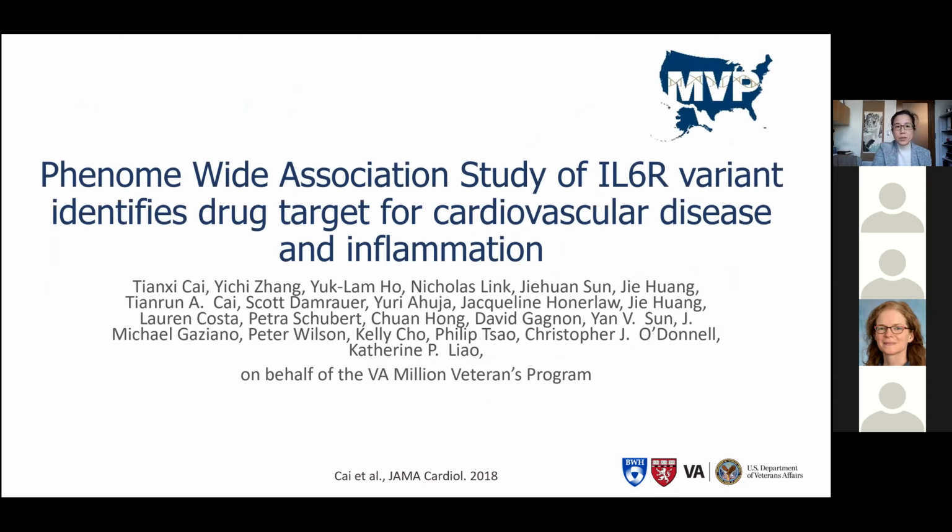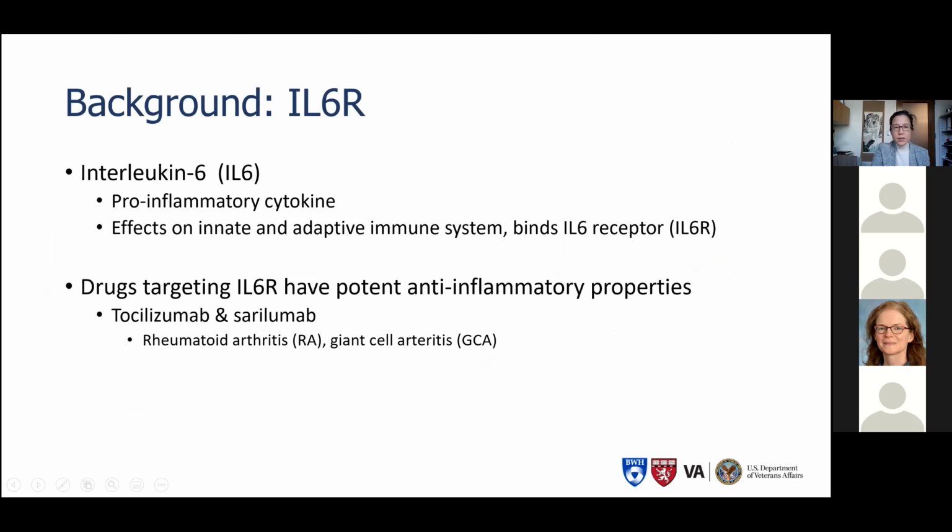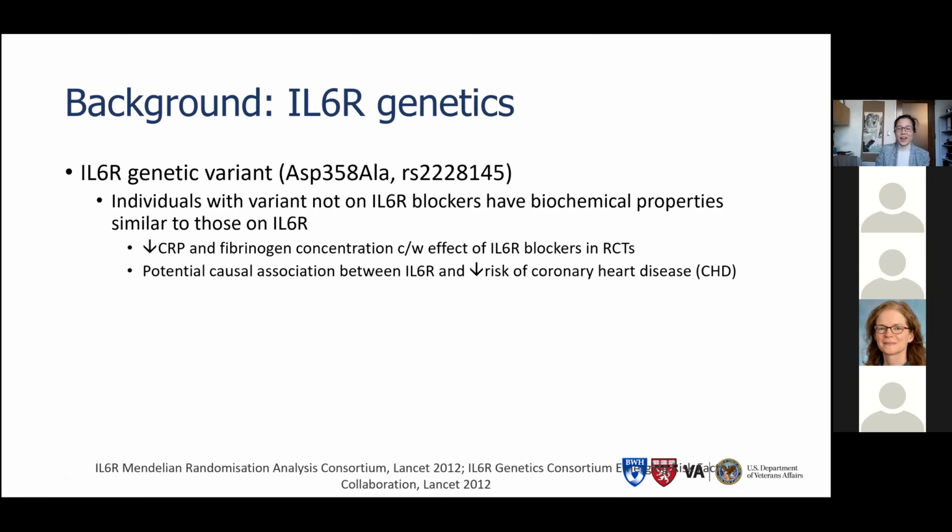And so I thought I'd walk you through a PheWAS that we did at the VA in collaboration with the Million Veterans Program. What I was interested in as a rheumatologist is IL-6R. This is interleukin-6, a pro-inflammatory cytokine, important for lots of things, especially treatment for RA and now GCA. So at the time when we started the study, the IL-6R blocker tocilizumab was actually only indicated for RA and not yet for GCA, but now it is.